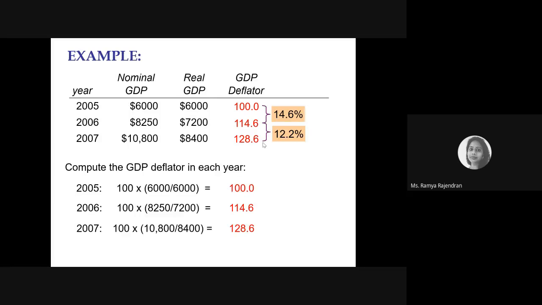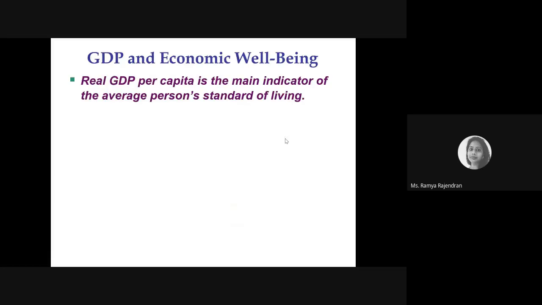So this is what I mean. You were able to get the inflation rate here. The inflation rate was 14%, whereas here it was 12%. Okay, so next is how this GDP is related to the economic well-being of a society or country.